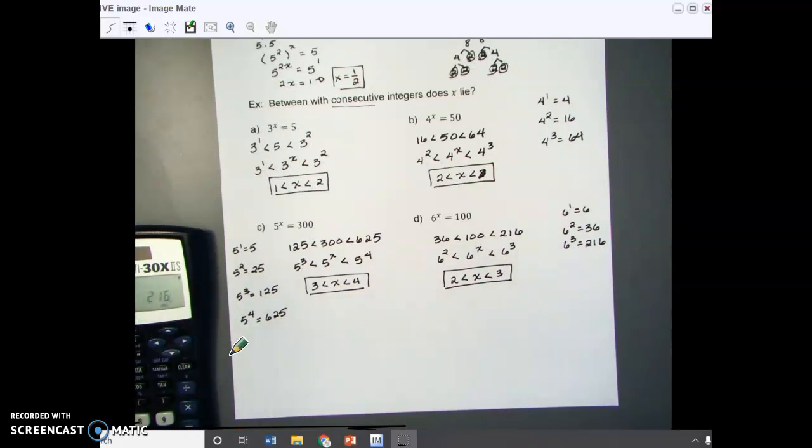So today's assignment is going to be a worksheet that looks just like this.